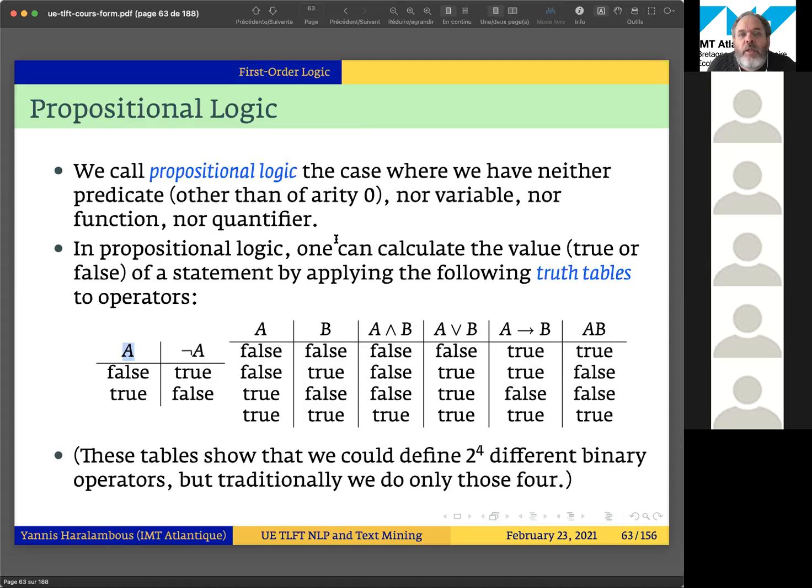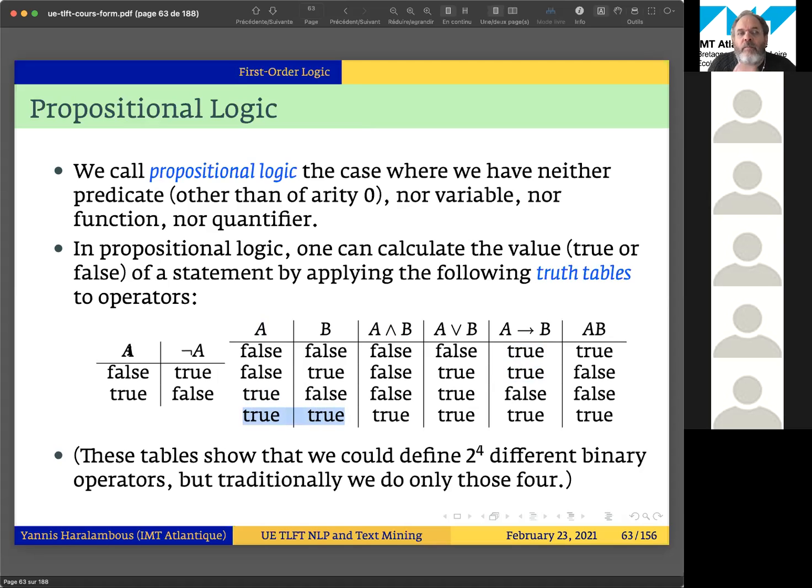In propositional logic, the only thing we can interpret is saying if something is true or false. And then we can combine truth values. Here are the truth values of the implication. So as you can see, whenever A is false, A implies B is true. And whenever A is true, A implies B is true only if both A and B are true.